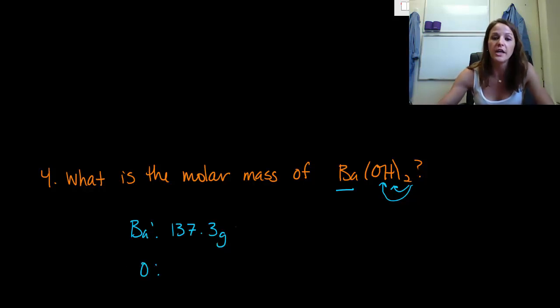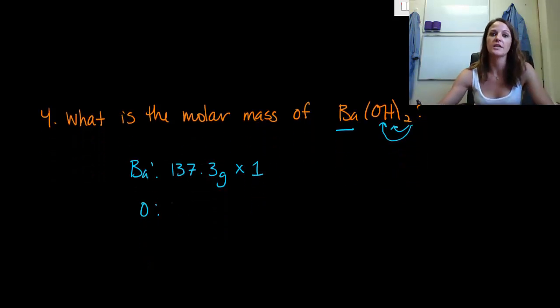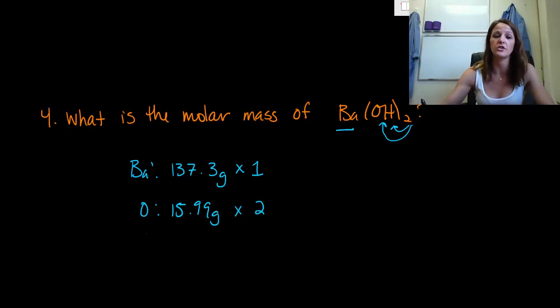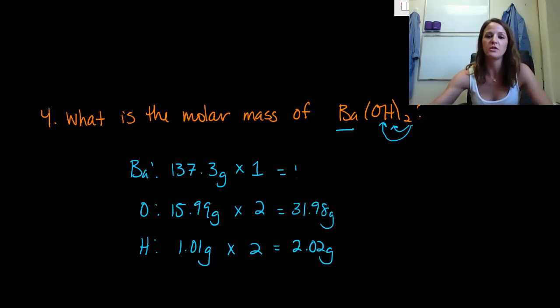Again, we had only 1 atom of barium. Now we can look at oxygen. Oxygen is about 15.99 grams per every 1 mole, but we have 2 oxygens, okay, we know that because the 2 has been distributed. Same thing for our hydrogen. Hydrogen has an atomic mass of about 1.01 grams per every 1 mole, but we have 2 different hydrogens in this, so we need to multiply those all together. So we end up with something close to about 2.02 grams, 31.98 grams here, and then just multiplying that 1 gives us 137.3 grams.